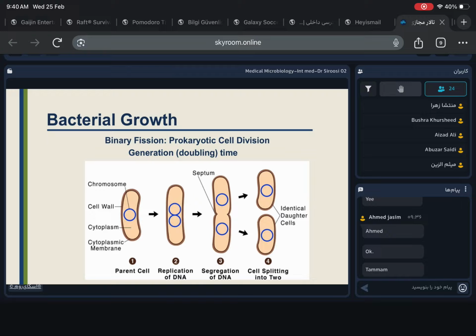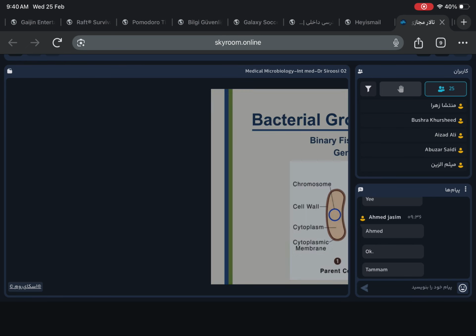The time which is needed for a bacterium to double its numbers is called a generation time, or doubling time, which is related to the genetic information of this bacteria. Some bacteria have a very short generation time. They are able to double their numbers in a few minutes. But some bacteria have a very long generation time. Some bacteria need several days to be able to double their numbers. So it's related to the genetics of bacteria.